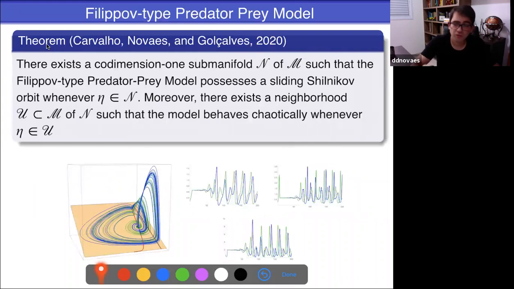We were able to find a codimension 1 submanifold in the parameter space, such that the model possesses a sliding Shilnikov orbit whenever the parameter is in this codimension 1 manifold. Moreover, we were able to prove that there exists an open set in the parameter space containing the codimension 1 submanifold, such that the model behaves chaotically whenever the parameters are in this open set.